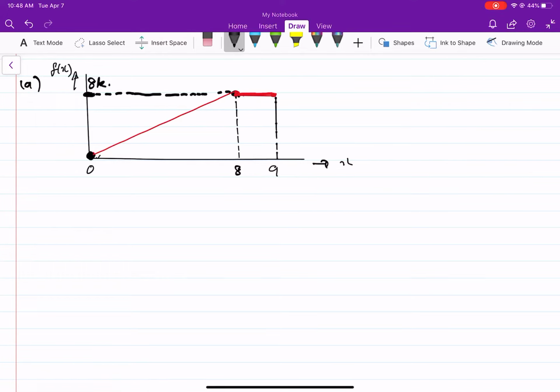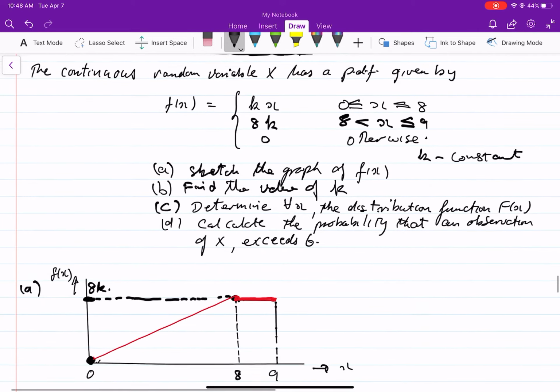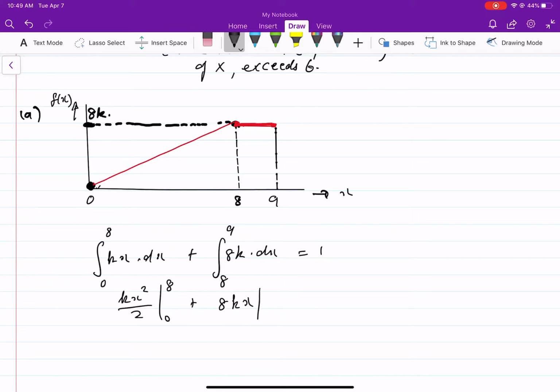So let's start with integration to find the value of k. I'm going to integrate the integral of kx between 0 and 8, because I have to have my dx there, plus the integral between 8 and 9 of 8k dx. That must be equal to 1. Let's tidy this up. This is kx squared upon 2, evaluated between 0 and 8, plus 8kx, evaluated between 8 and 9, is equal to 1.